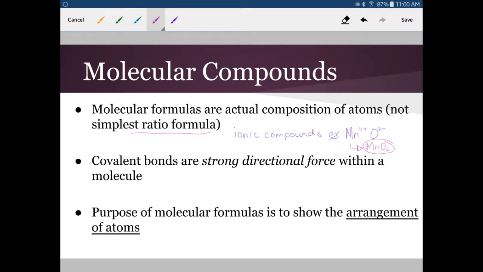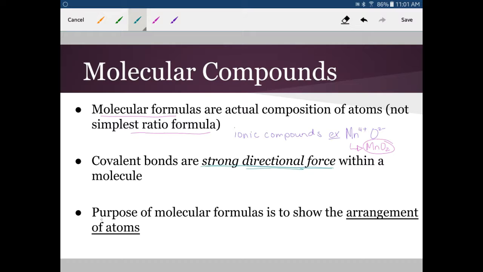Now, with molecular formulas, we will actually write the physical composition of those atoms and the order of the atoms instead of simplifying our ratio. So that is an important thing to note. That's with molecular formulas. Okay, we also need to know that covalent bonds are a strong directional force. Essentially, they're only a directional force if there is one element that has a higher electronegativity. Like we saw in the previous slide, if we have chlorine and chlorine with identical electronegativities, there's no directional force. It's just a strong bond between the molecule.